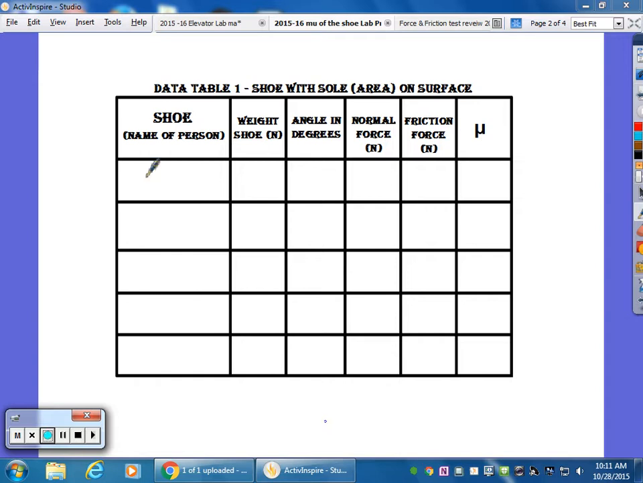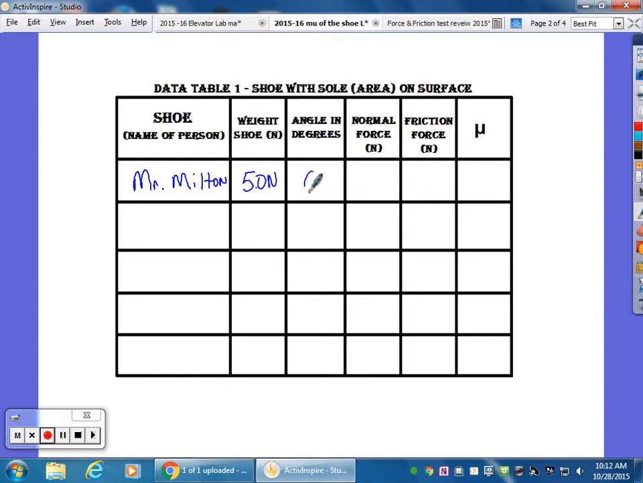Obviously you would list the group members here in your group, and I'm just going to list my name here because I'm the only one in my group. Then the first thing I do is list the weight of my shoe, and my shoe weighed approximately 5 newtons.